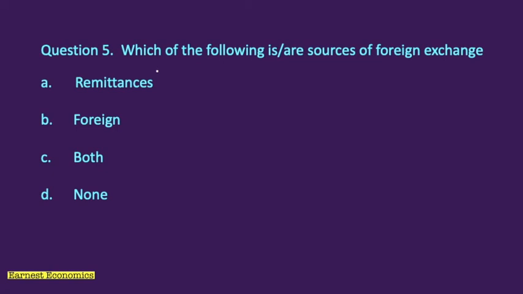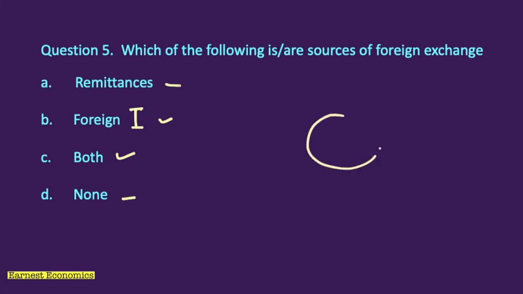Our last question is, which of the following are sources of foreign exchange? You had to find out the sources of foreign exchange among the given options. So your options include remittances, then foreign investment, then we have both, that is remittances plus foreign investment, and none of the above. So you had to find out which of them are sources of foreign exchange.